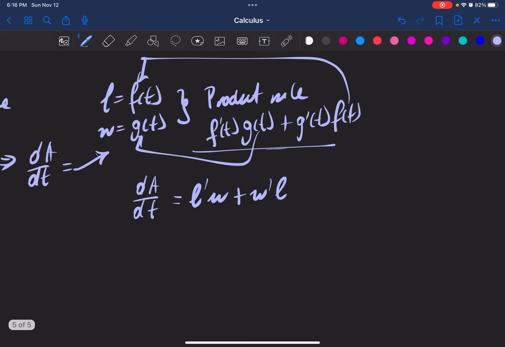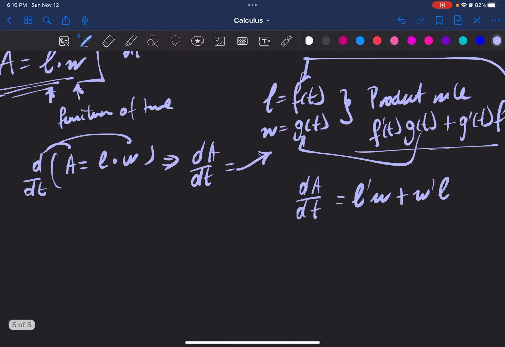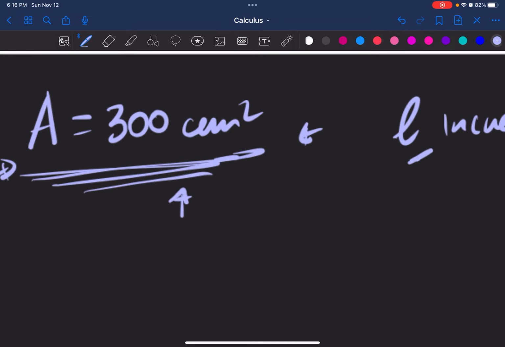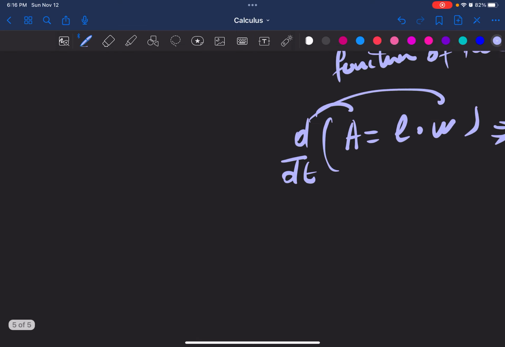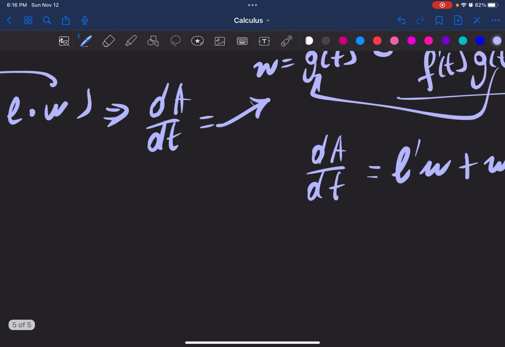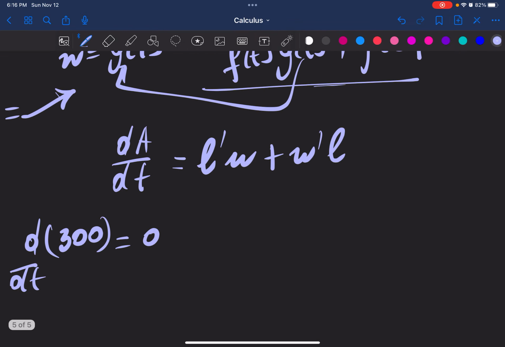So if I try to find this, I know that from the first set of instruction, the area is always going to be 300 centimeters squared, which means that no matter what I do, this A is always going to be 300. And if I have a constant, 300, and I find the derivative of this constant with respect to time, this will become 0, because the derivative of a constant will give me 0. So here, what happened is that I have 0 is equal to L prime W plus W prime L.